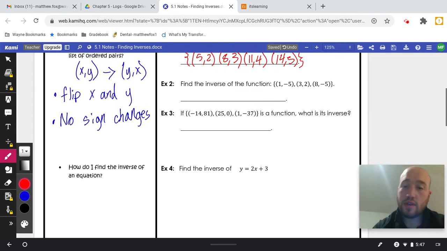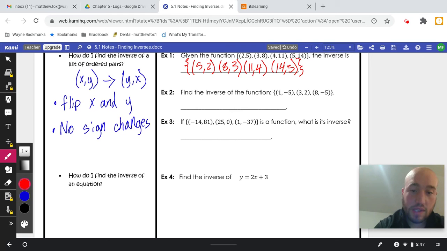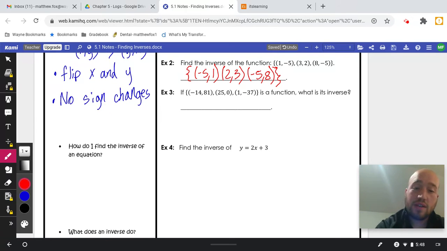Example 2 here only has 3 points, but it's the exact same thing. Some of you might notice that the original function here, (1, -5), (3, 2), (8, -5), is a function. When we take our inverse, it becomes (-5, 1), (2, 3), and then (-5, 8). So the original was a function. The inverse would not be a function. It's the inverse of the function, but it's not a function because -5 goes to 1 and -5 goes to 8. All right, and then example 3, same deal.